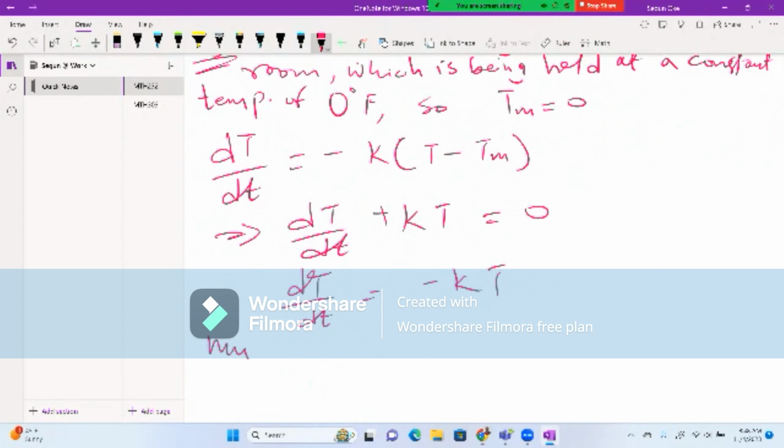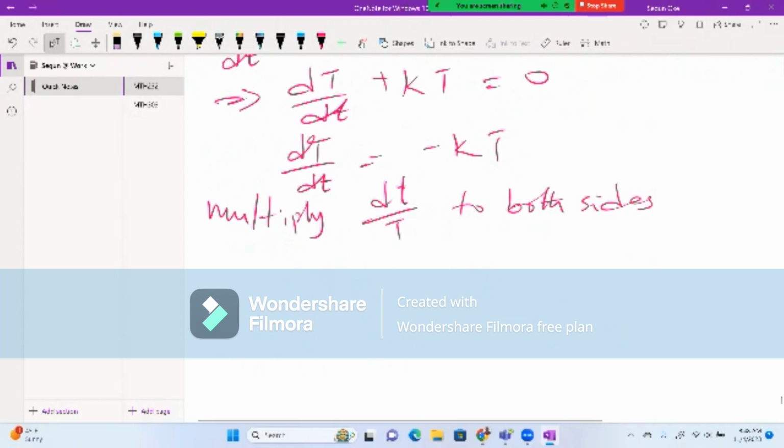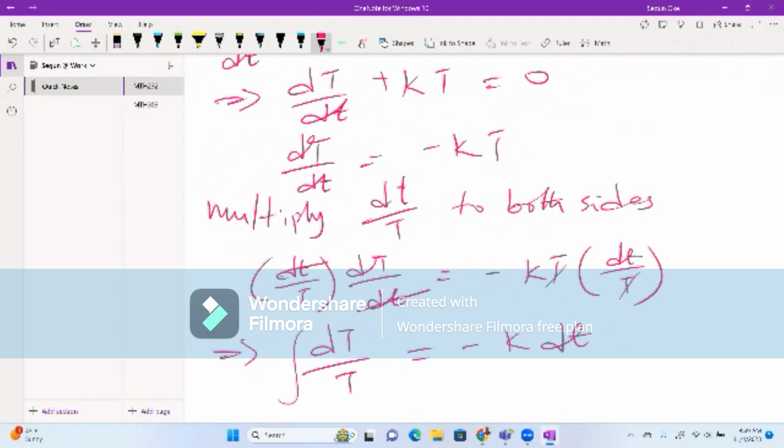So I'll multiply both sides by dt over capital T. I taught you how to do this. So it's still the same. So this goes with this, and this T cancels this. So we are now left with dT over T equals minus k dt. So integrate both sides. What do you have?